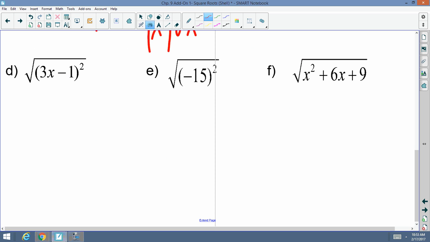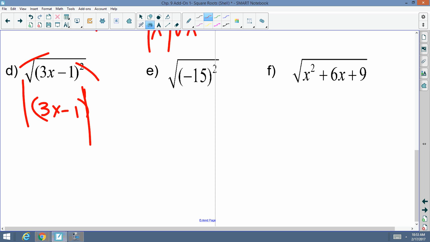Okay, how about this bad boy? Square root of 3x minus 1 squared. This guy and this guy, they cancel, right? So it comes out as 1, right? I'm taking out a 3x minus 1 to the first power, correct? So it's got to be an absolute value. It's got to be.